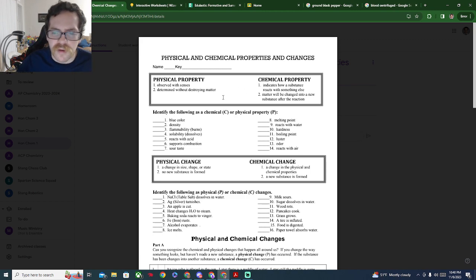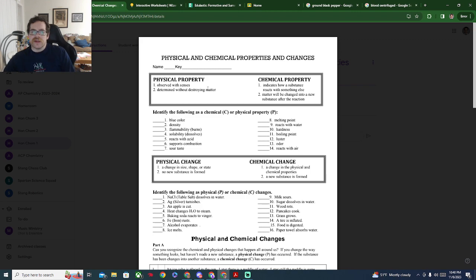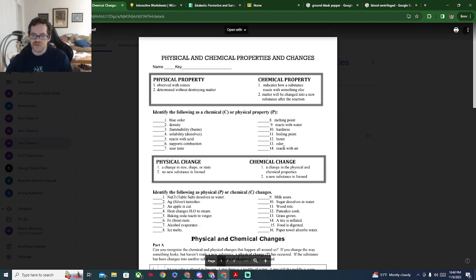But let's talk chemical properties. Chemical properties indicate some sort of chemical reaction is happening. So some of them are more obvious. All right, for example, reacts with acid, reacts with water, and reacts with air. Those are all pretty clear chemical properties. But let's look at some others. Flammability. Fire is a chemical reaction.